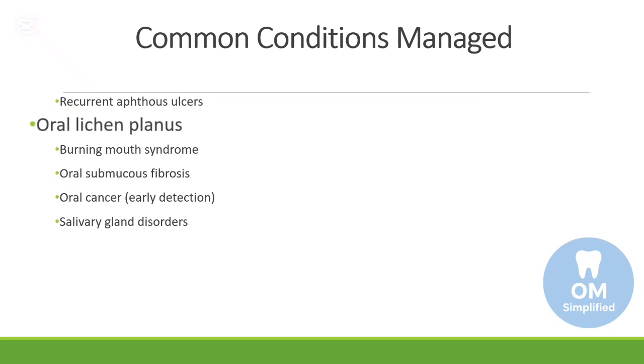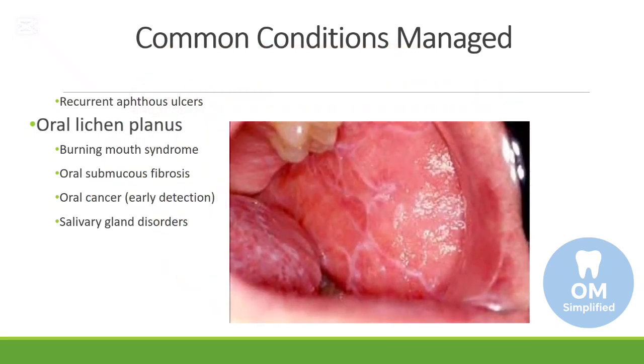The second commonly managed condition by oral medicine is oral lichen planus. So oral lichen planus can appear like this. This is the cheek or buccal mucosa, and as you can see there are some white striations over here. These striations are called Wickham striae and they are the hallmark of oral lichen planus. Okay, so what exactly is oral lichen planus?